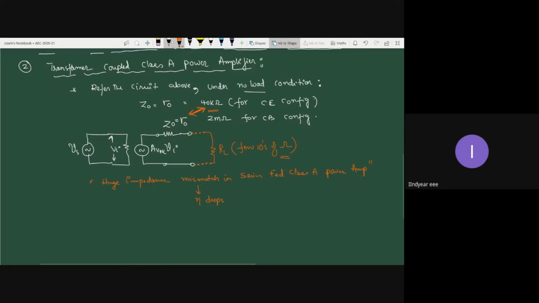Now, how do we overcome this particular problem? This problem can be overcome if somehow you could match the source impedance with the load impedance. So you need to use an impedance matching device.